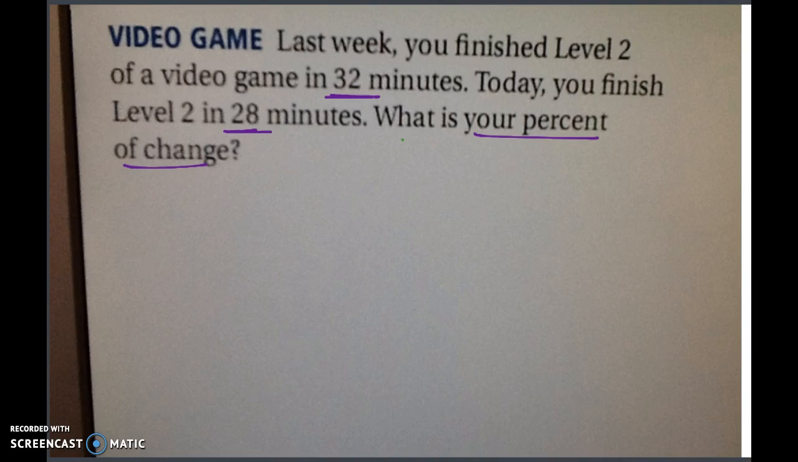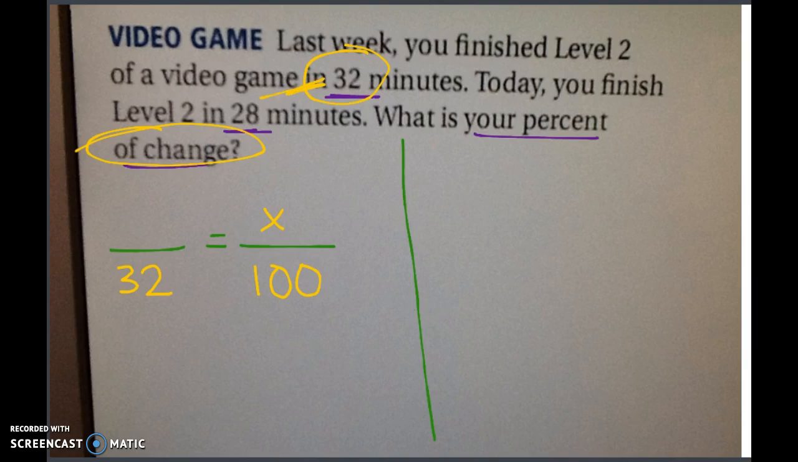Okay, so now I'm going to do it two ways again. My first way, I can set up a proportion. If I'm doing this first way, I don't know what my percent was, so I'm going to put x over 100. I want to know what percent did it go down by. My original amount was 32 minutes. That goes on bottom. Now it's my percent of change, so I need to figure out what it changed by from 32 to 28. Well, I beat it by 4 minutes, so my change was 4 minutes.